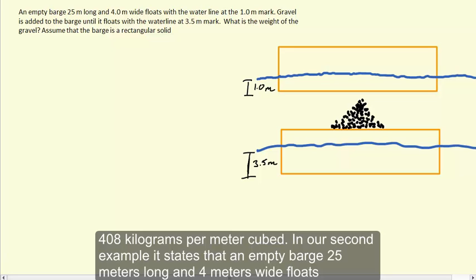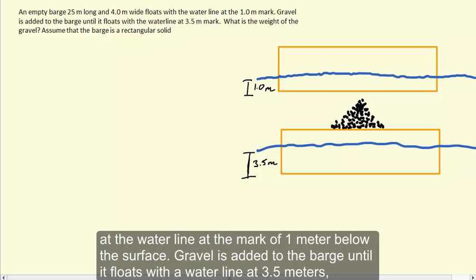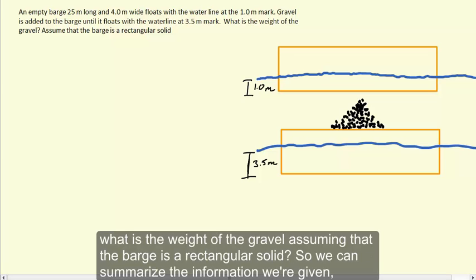In our second example, it states that an empty barge 25 meters long and 4 meters wide floats with a water line at the mark of 1 meter below the surface. Gravel is added to the barge until it floats with a water line at 3.5 meters. What is the weight of the gravel, assuming that the barge is a rectangular solid? So we can summarize the information we're given.